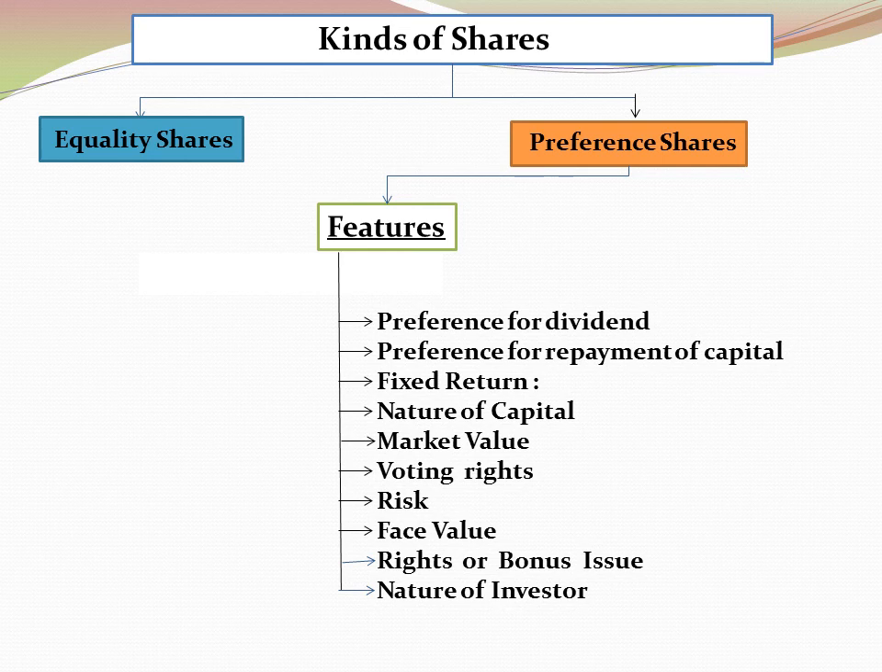Now next, the features of preference shares. First, preference for dividend. Preference shareholders are paid the dividend before it is paid to the equity shareholders, so they get the preference over the dividend. Means out of profit, first the dividend is paid to preference shareholders, then only it will be paid to the equity shareholders. Next, preference for repayment of capital. The preference shareholders have the preferential right over the repayment of capital prior to equity shareholders. At the time of the liquidation of the company, first the capital is repaid to preference shareholders, then only if any fund is left, it will be paid to equity shareholders.